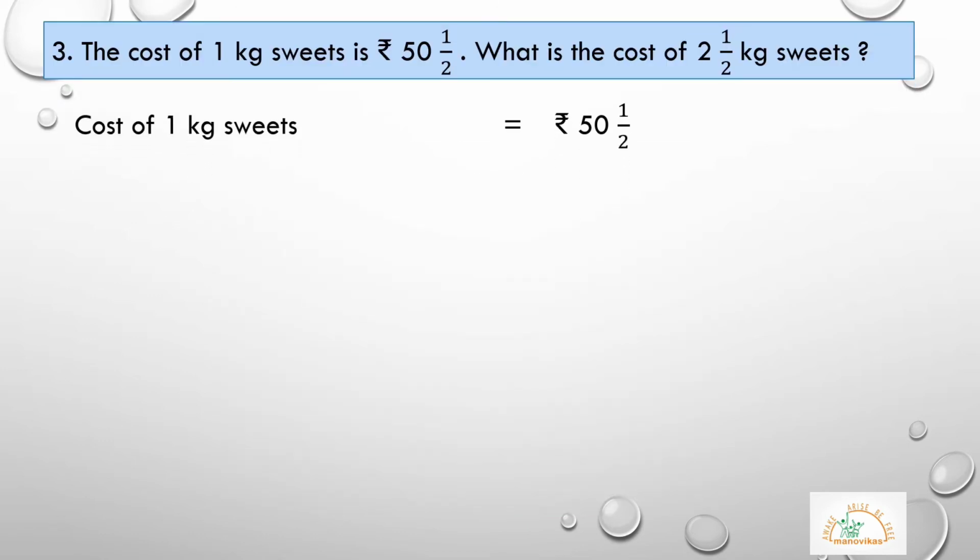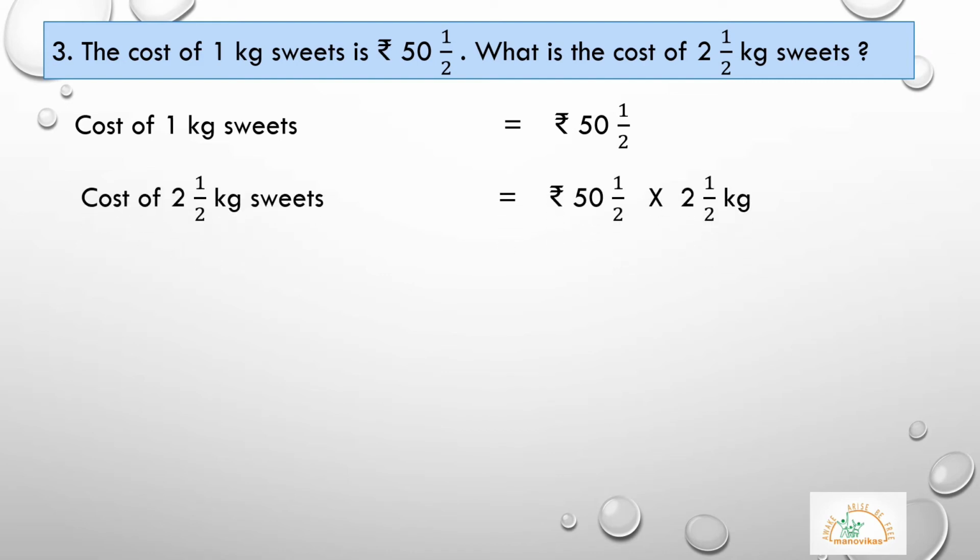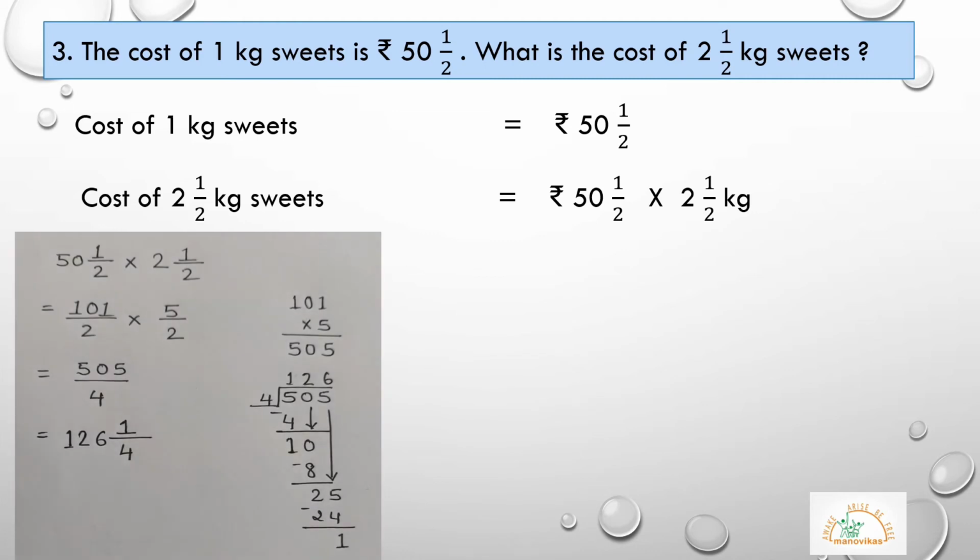Cost of 1 kilo sweet is equal to rupees 50.5. We have to find the cost of 2.5 kilo sweets, which is equal to rupees 50.5 multiplied by 2.5 kilo. Here is how we have to solve. First, convert it into an improper fraction, you will get 101 upon 2 multiplied by 5 upon 2.